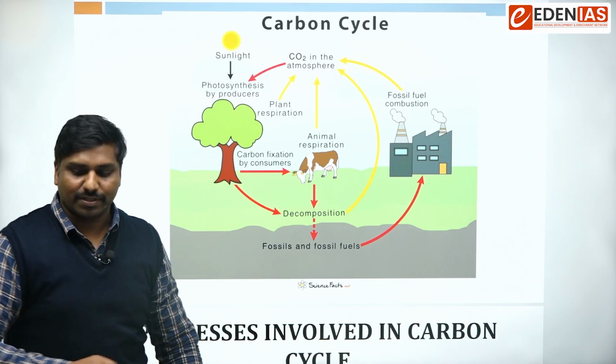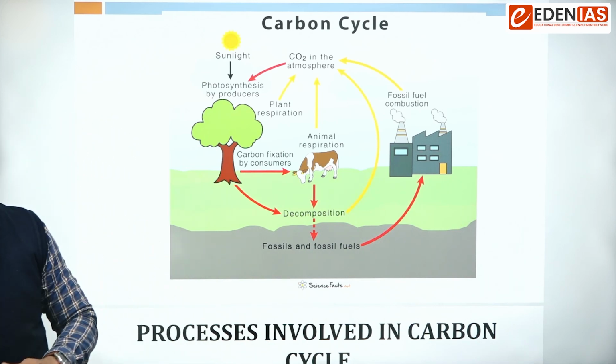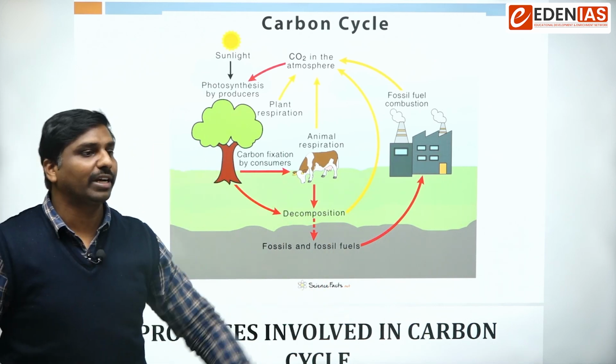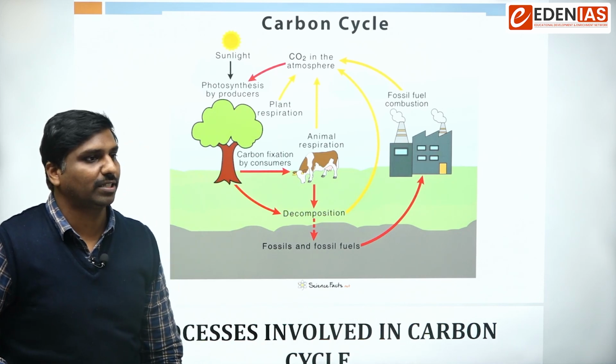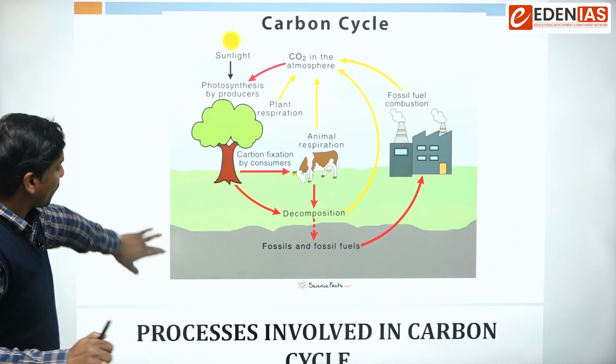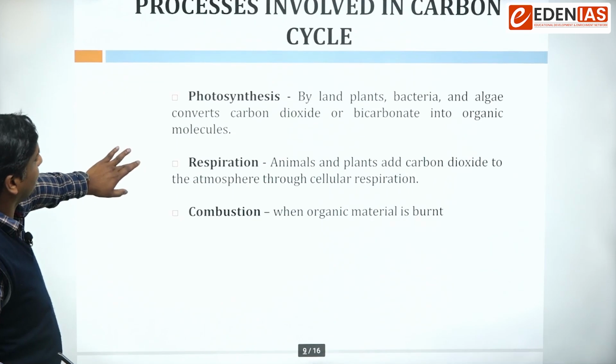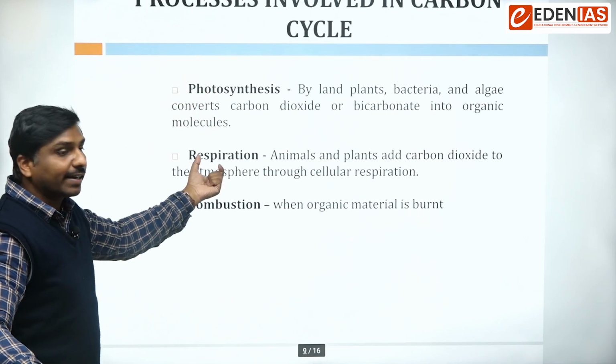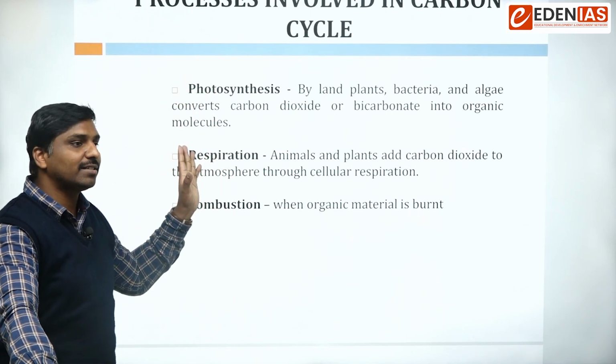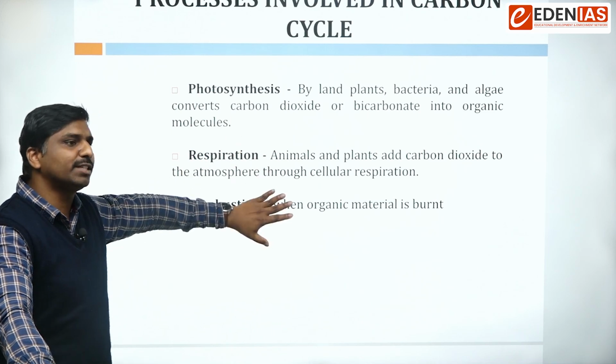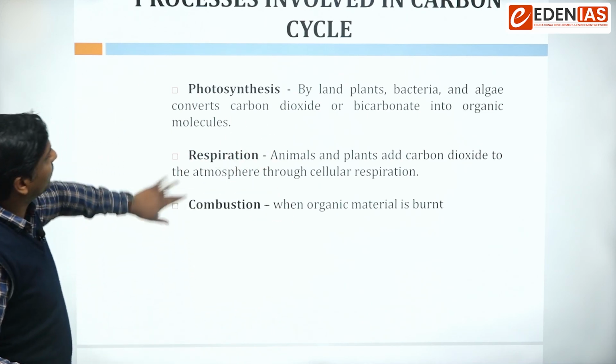So processes involved in the carbon cycle: photosynthesis, respiration, combustion. These are the three important processes that you can remember. Photosynthesis is one thing, respiration is one thing, and combustion is the last. So you can remember these major things. Okay. So that is with respect to the carbon cycle.